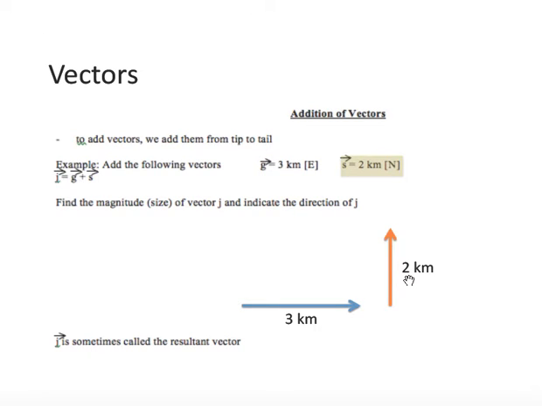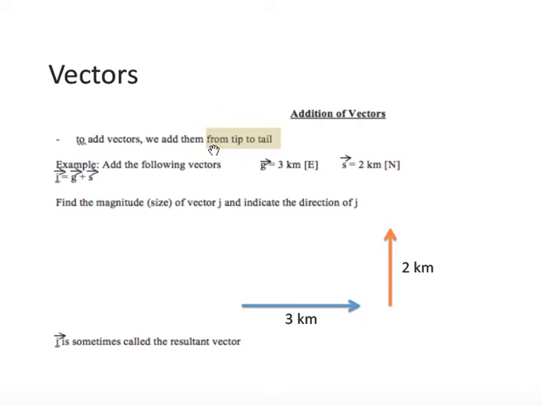Next, we draw the 2 kilometer vector. Notice I've chosen a different color. From here on in, I'd like you to use different colors for different directions. It'll just make adding vectors that much easier. So here we have our second vector drawn, vector s, 2 kilometers pointing in the north direction.